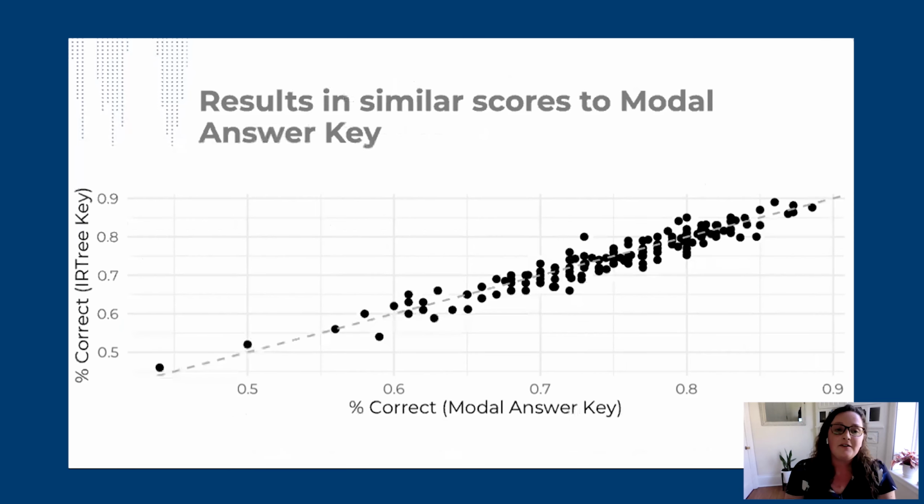And so if we did score examiners based on this answer key that we come up with, we get really similar scores to if we use a modal answer key. Another way to think of this is that if we score responses based on the IRT results, we basically get a score based on consensus answers. So instead of thinking of this as a score or a percent correct, maybe a better way to think about it is how often each examiner is matching the consensus answer.